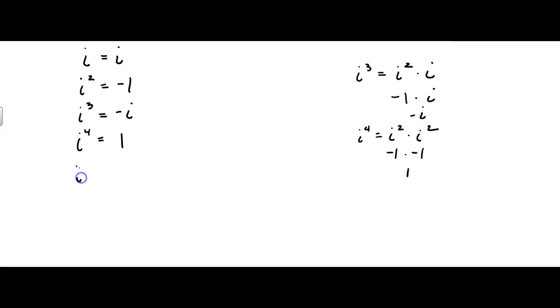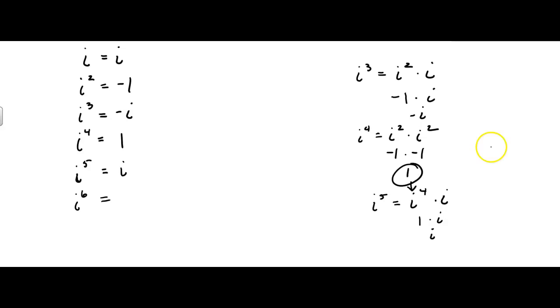All right, what if we had i to the 5th? You might be saying, well, how long is she going to do this? i to the 5th is like i to the 4th times i, but i to the 4th is just 1. So that's just going to be 1 times i, which is i. What if you had i to the 6th?